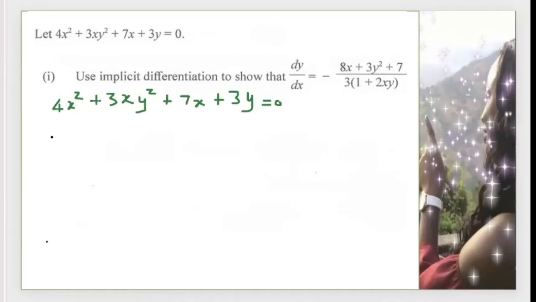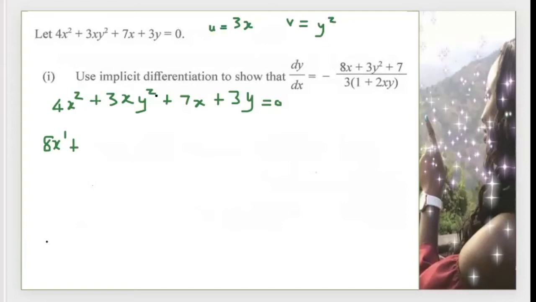So 4x squared, we multiply the 4 times the 2, so that gives me 8, and subtract 1 from the power of x, so that's why I have a 1 here. Differentiating 3xy squared, we have to use product rule because it's two functions. So I'll assign u to be 3x, and y squared to be v. So once you have two functions side by side, that's product rule.